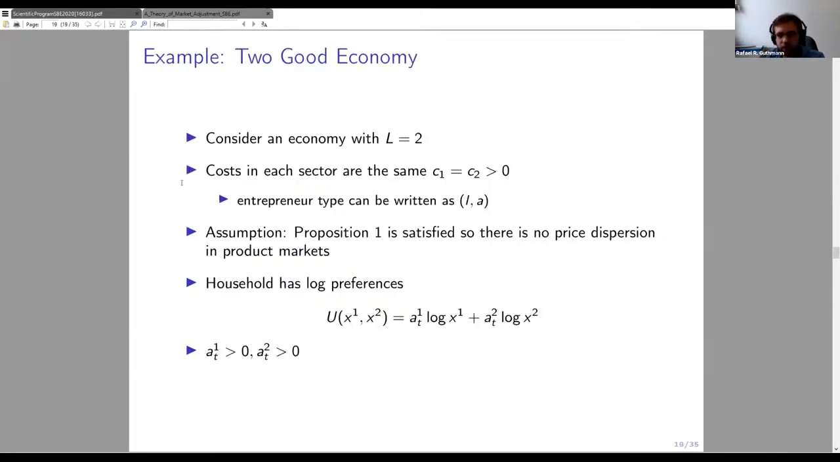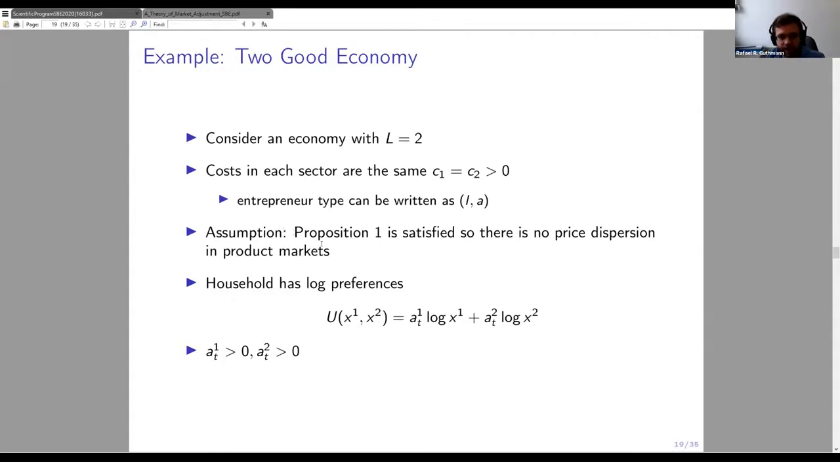And then the other result is the idea that the economy will have frictions of adjustment because it takes time for these parameters M and N to grow. So if you consider an economy with two sectors, and the costs in each sector are the same, so C1 is equal to C2 for simplicity, and there is only one cost type of entrepreneur, so we don't go into detail about cost types in this presentation, right?